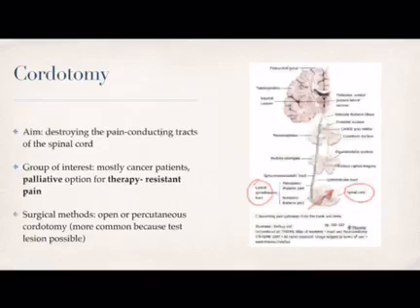We have open and now more commonly percutaneous cordotomy, which is best suited for patients with malignant unilateral limb, pelvis, or trunk pain. And cordotomy has the aim to destroy the pain-conducting tracts of the spinal cord.